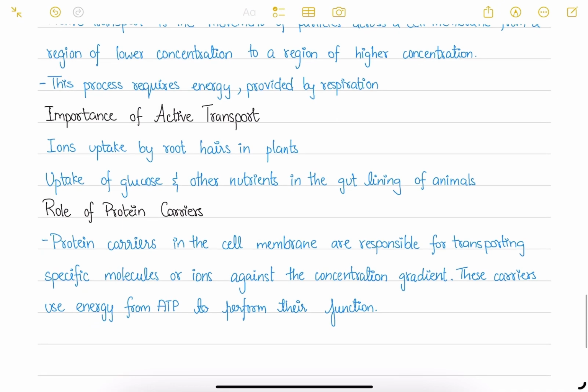So let's have a quick recap. Diffusion is passive and moves particles down a concentration gradient, that is from high concentration to low concentration. Osmosis is also passive but focuses on water movement. Active transport requires energy to move particles against a gradient. So these processes are fundamental to life and help cells maintain balance and function properly.